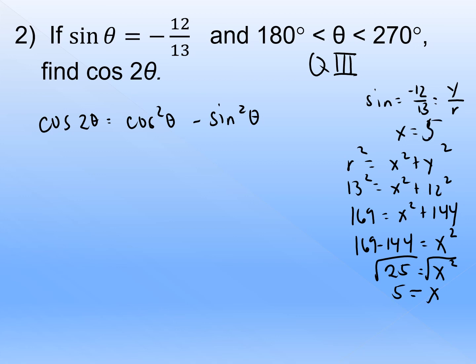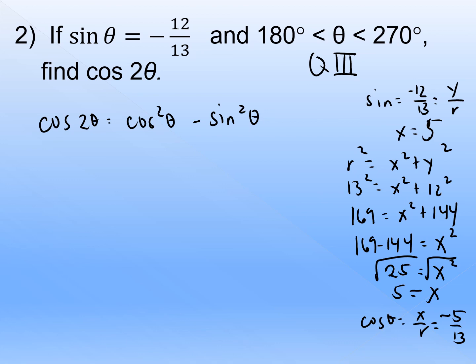Now, since cos theta is equal to x over r, by substitution property, x is equal to 5 and r equals 13. So we have 5 over 13. But to apply the rule of signs, we're going to look at the quadrant. Since theta falls in quadrant 3, the only positive functions for this quadrant are tangent and cotangent. Therefore, cosine theta is equal to negative 5 over 13.